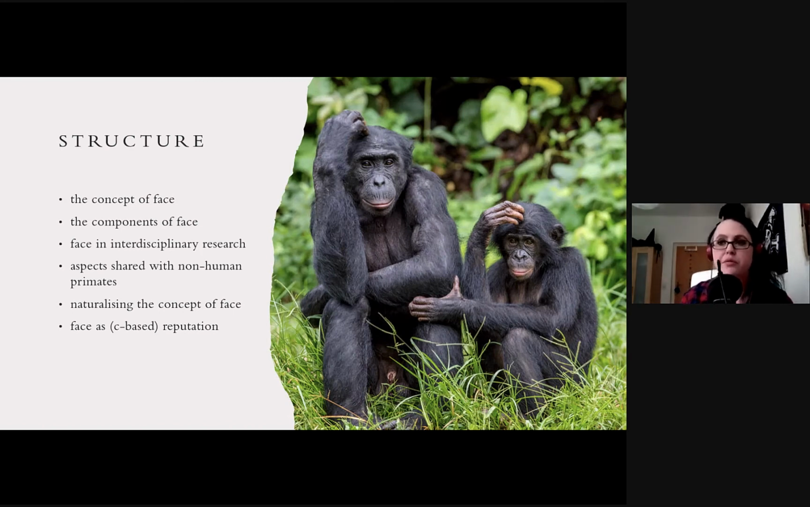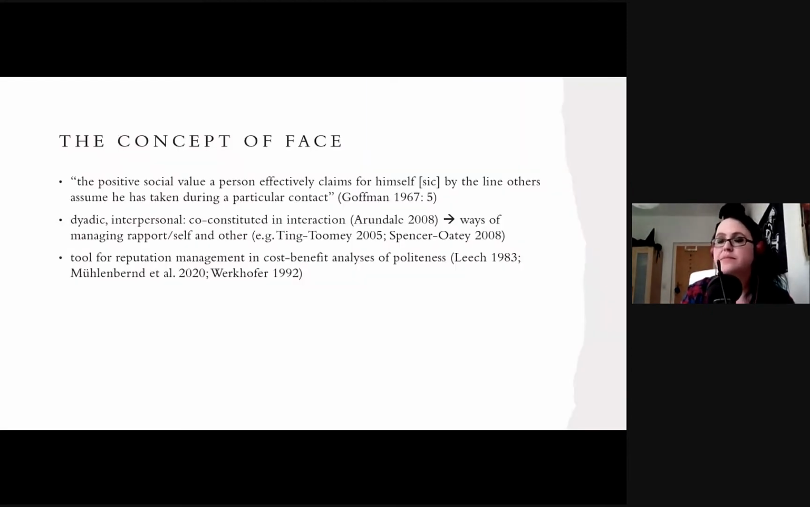And finally, Sławek will discuss how we can operationalize the concept of face, and will tell us about face as seed-based reputation. And first of all, I'd like to begin with defining the concept of face as we find it in pragmatics. According to Goffman, face can be understood as the positive social value a person effectively claims for themselves by the line others assume they have taken during a particular contact.